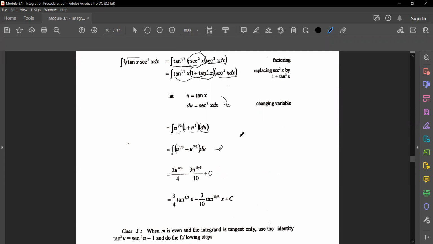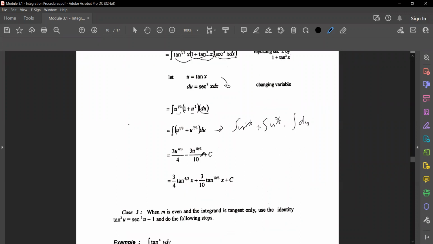So i-separate mo muna, that is the integral of u raised to 1/3 plus the integral of u raised to 7/3, multiplied by du. Or that is just equal to 3/4 u raised to 4/3 minus 3/10 u raised to 10/3 plus c. Then substitute back the value of u, which is tan x. Or your final answer now will be this one.